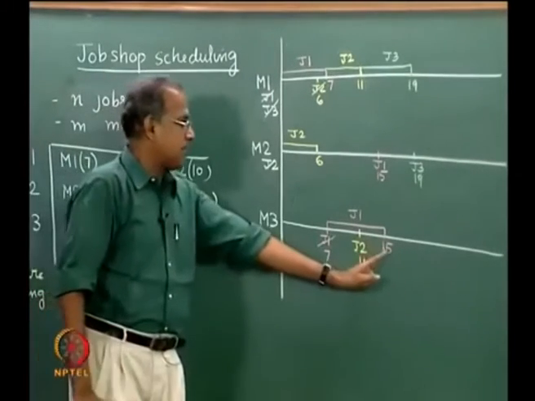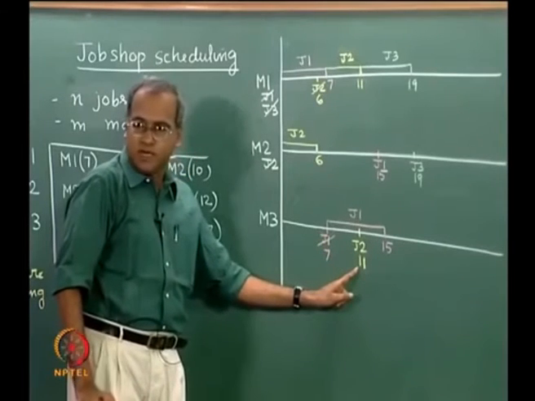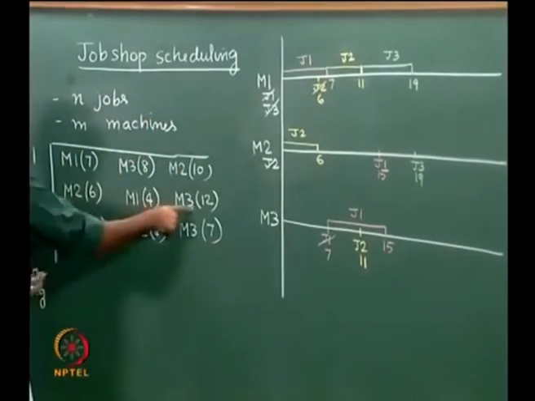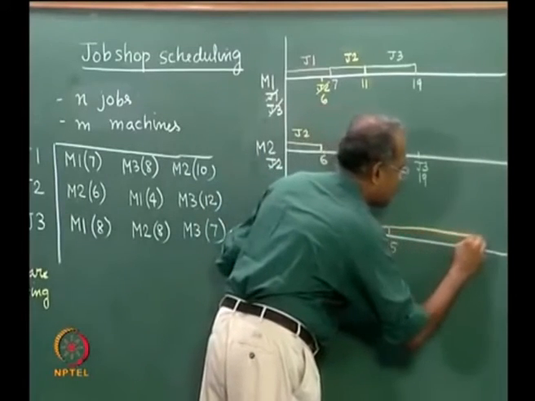Now, the clock moves to time equal to 15. At time equal to 15, J2 is available here. So, we take J2 for processing. J2 on M3 is another 12. So, 15 plus 12, 27.